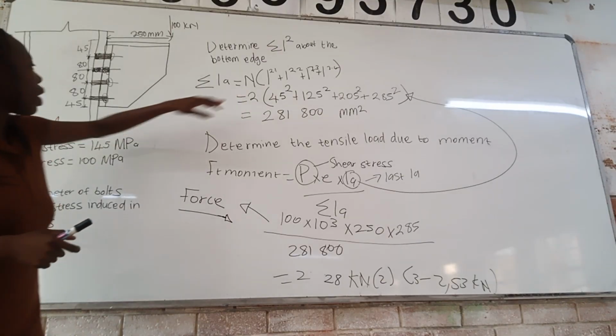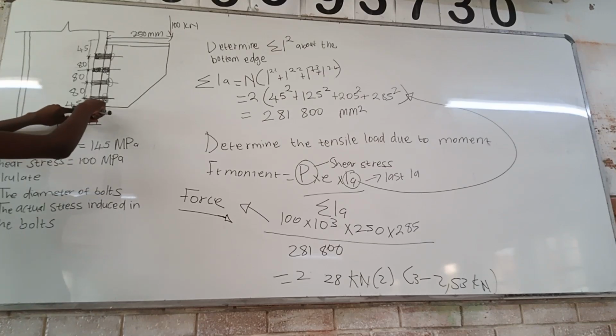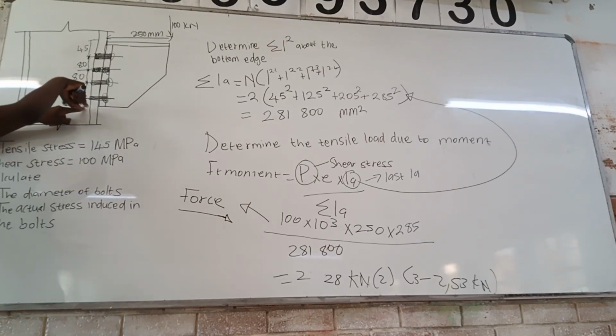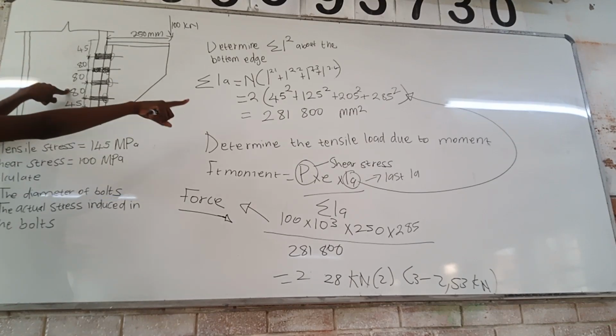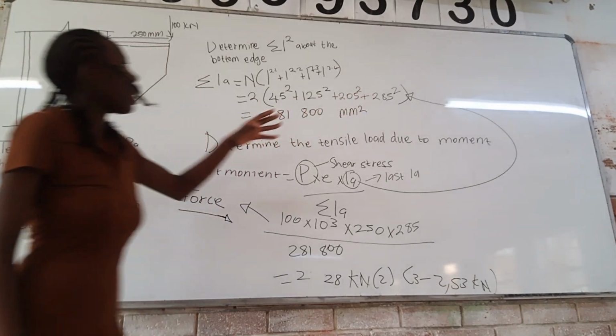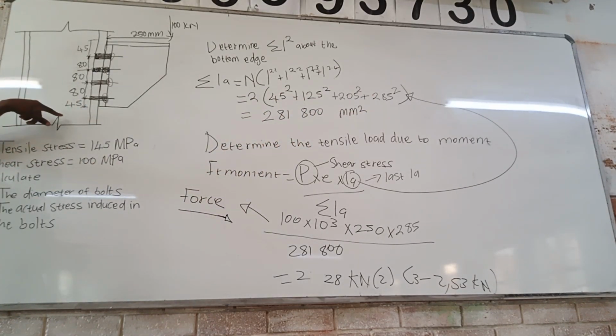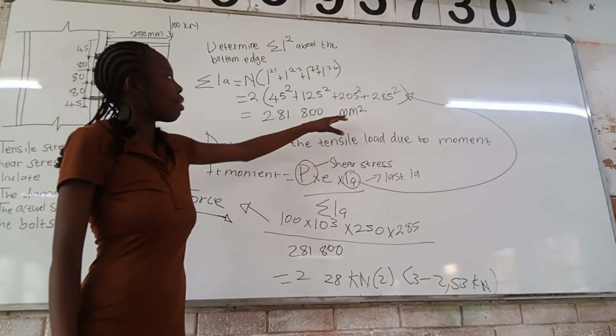For L1 we substitute 45, which is the space from the center of one bolt to the center of the next. So L1 is 45. The second one is 45 plus 80, which gives 125. The third is 45 plus 80 plus 80, which is 205. The fourth is 45 plus 80 plus 80 plus 80, and then we got 285. So 4 bolts, 4 L's. So we got 281,800 millimeters squared.